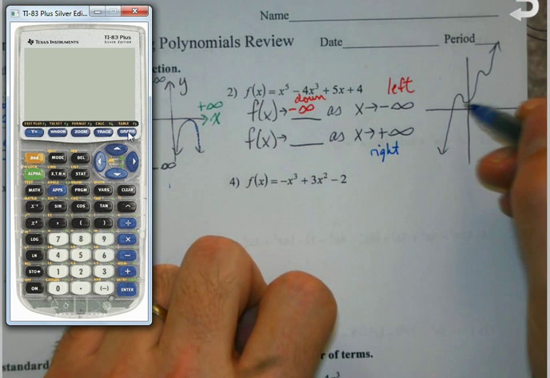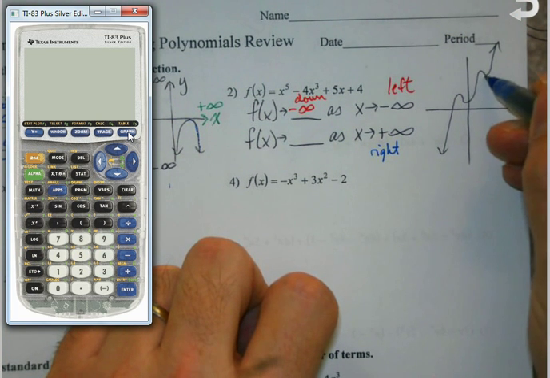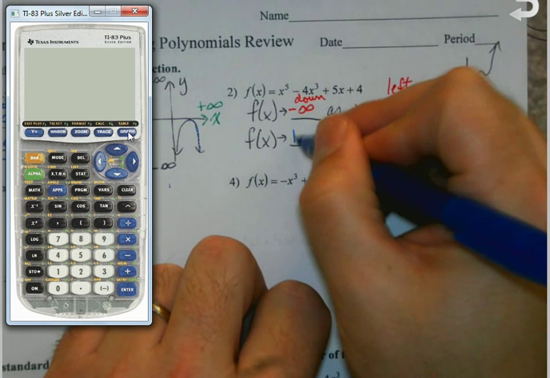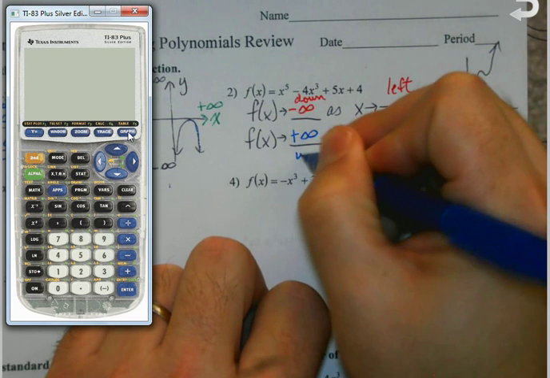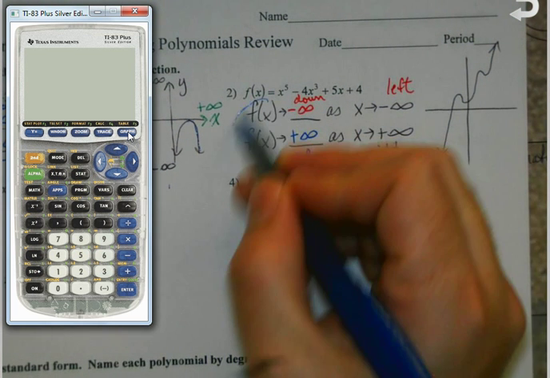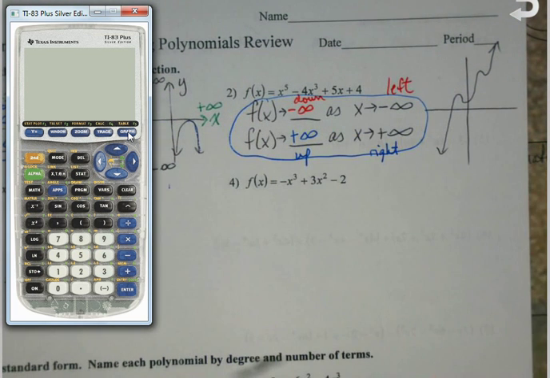What about, though, as I head towards the arrow that's going right? I'm going up, or I'm heading towards positive infinity. Okay? And that's it. That's end behavior on how these work.